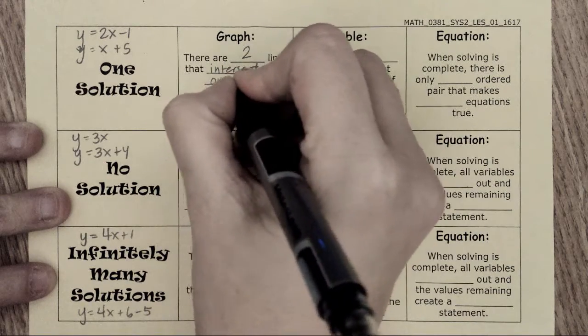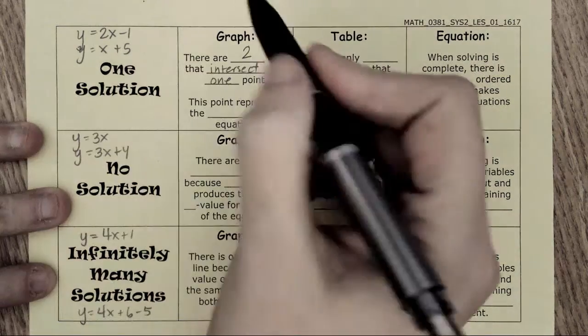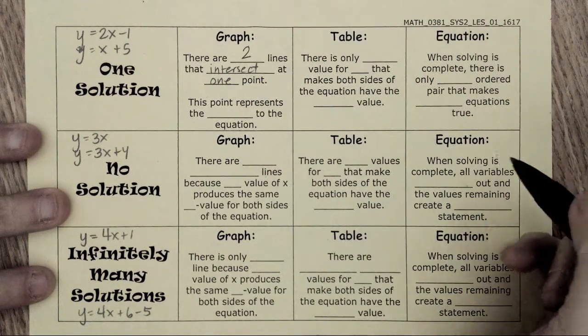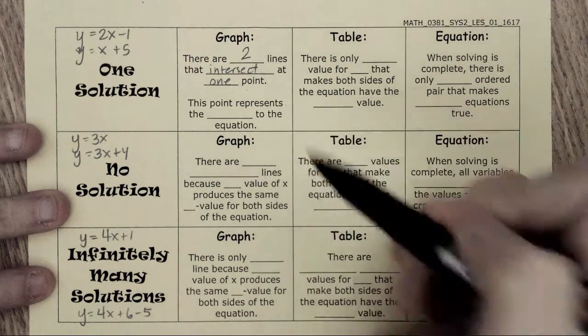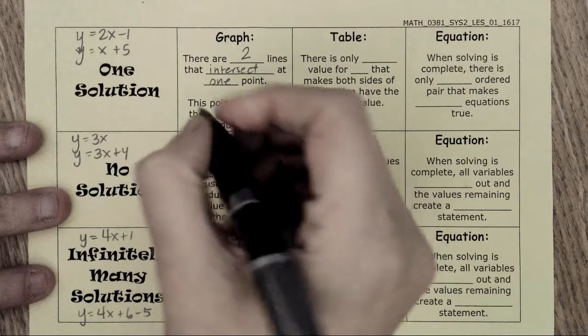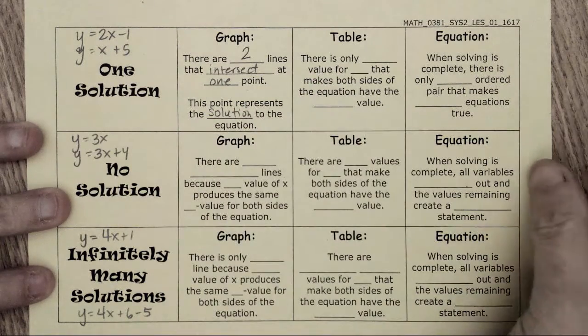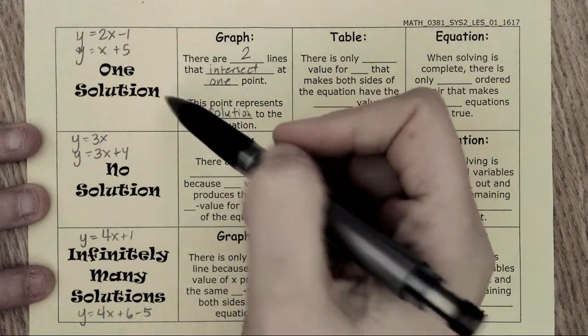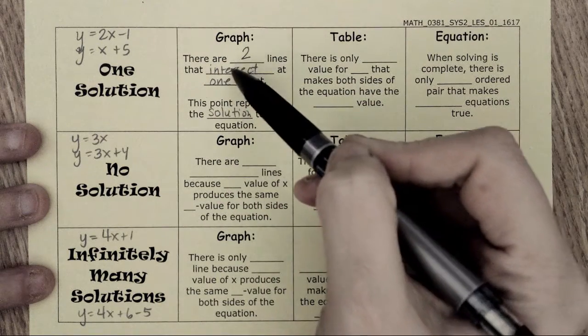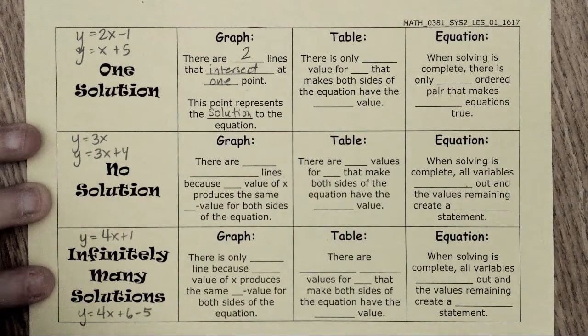at one point. I should have written that as TWO, but whatever. Okay, so there are two lines that intersect at one point. This point represents the solution to the equation. So in this case, my two lines cross. Where they cross is the solution to my equation.